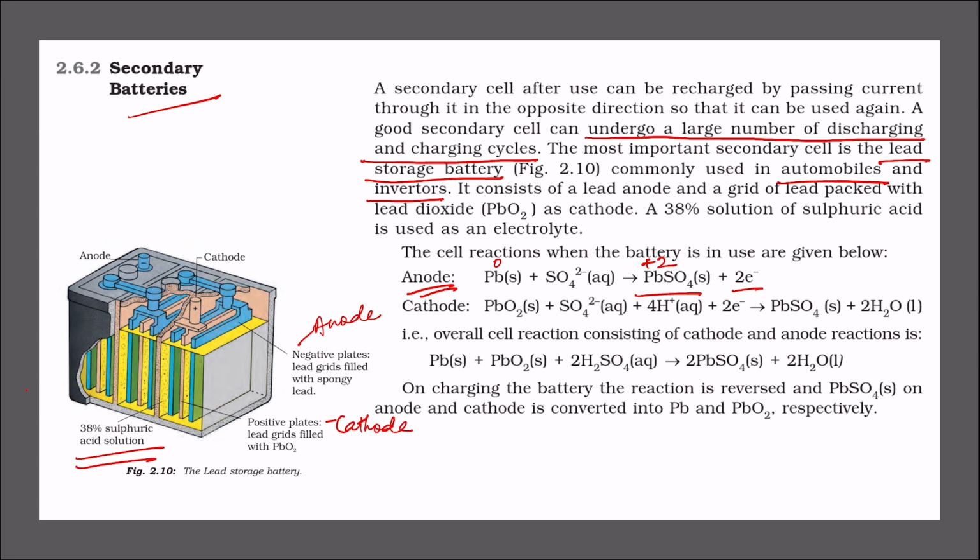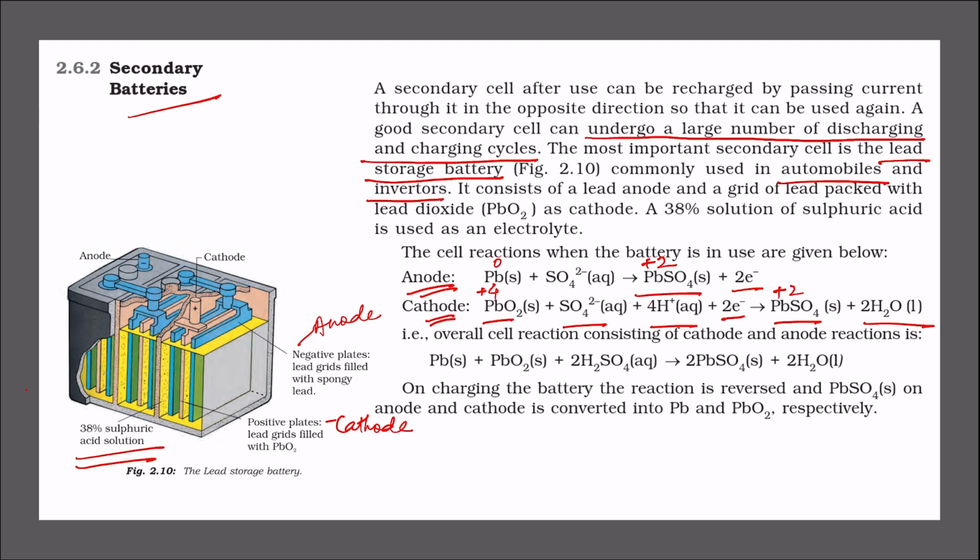At the cathode, reduction takes place. The reaction at the cathode is lead dioxide plus sulfate ion plus 4H+ ions plus 2 electrons forming lead sulfate and water. So this reaction is a reduction reaction, because in lead dioxide the oxidation state of lead is +4 and in lead sulfate it is +2. So lead changes from +4 oxidation state to +2 oxidation state. Therefore this reaction is a reduction reaction.